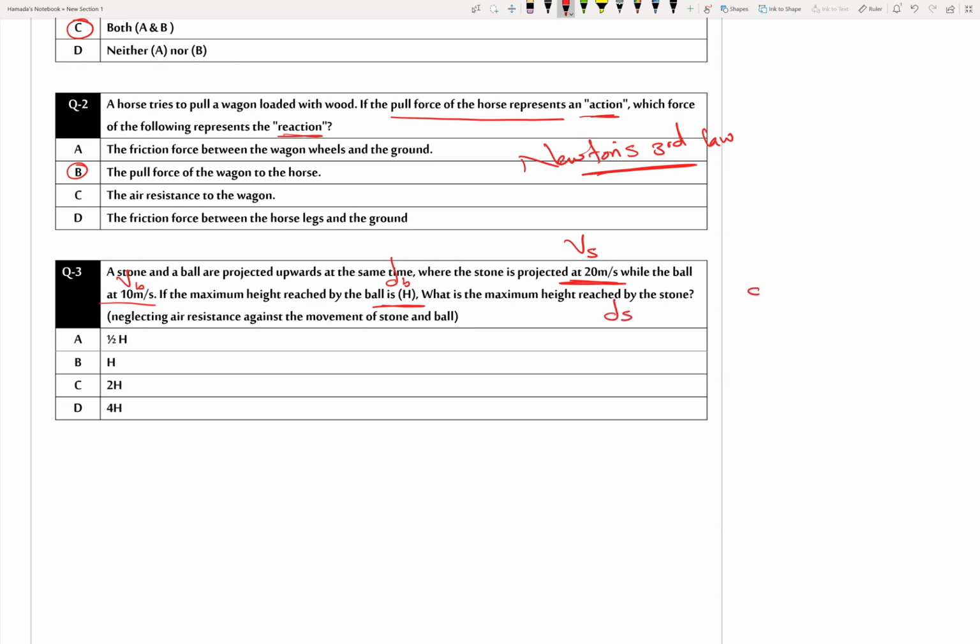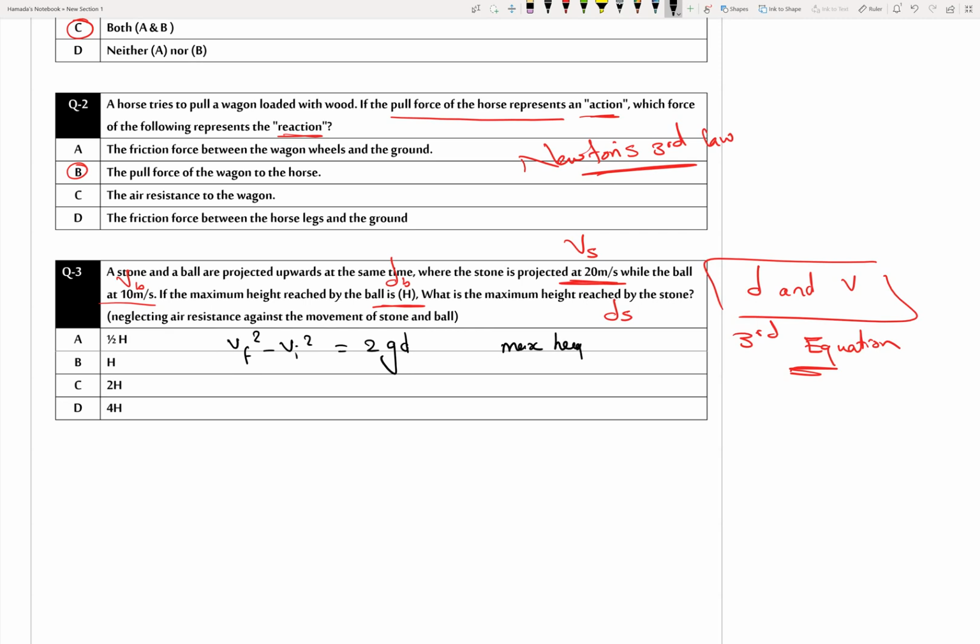Alright, here is the relation between distance and v. This is the third equation of motion with uniform acceleration in a straight line, right? This equation is, as we know, vf square minus vi square equals 2gd. In this question, reaching the maximum height means that vf equals 0. So it will be removed from this equation, and of course in both cases, the stone or the ball, g is constant. So the relation will be between vi square and distance, and we can summarize that if we compare between two bodies, it will be v1 square over v2 square equals d1 over d2.